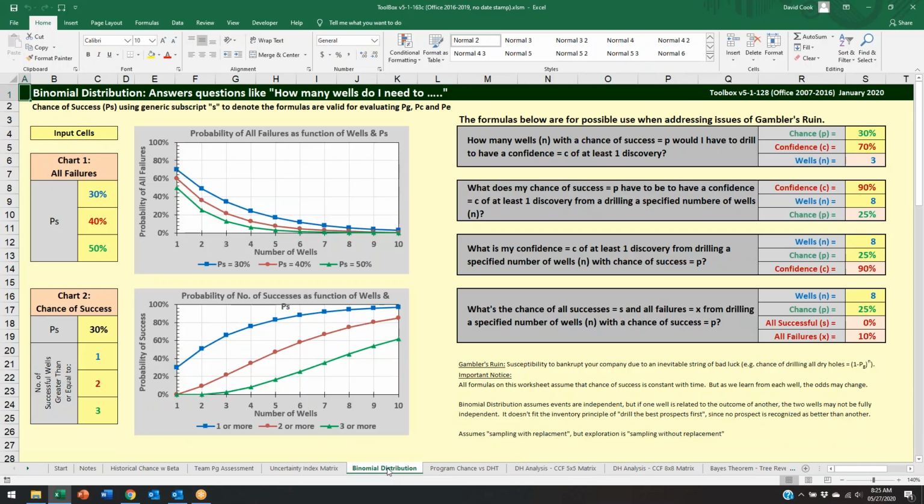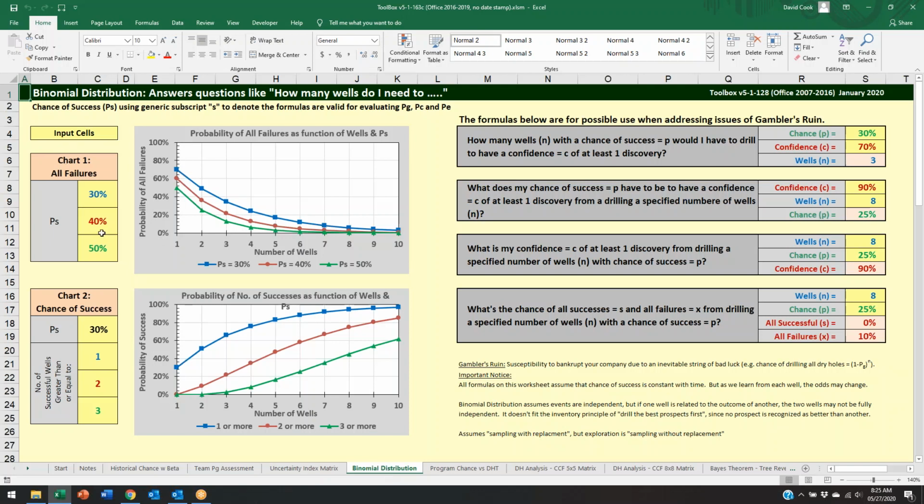This is a binomial distribution, and it allows you to start answering questions about Gambler's Ruin. What's the possibility that, based upon some number of wells drilled in a particular play, all of them will be failures? That is Gambler's Ruin. Alternatively, given an average chance of success, you can ask what the likelihood is of having one or more discoveries, or two or more discoveries, etc.